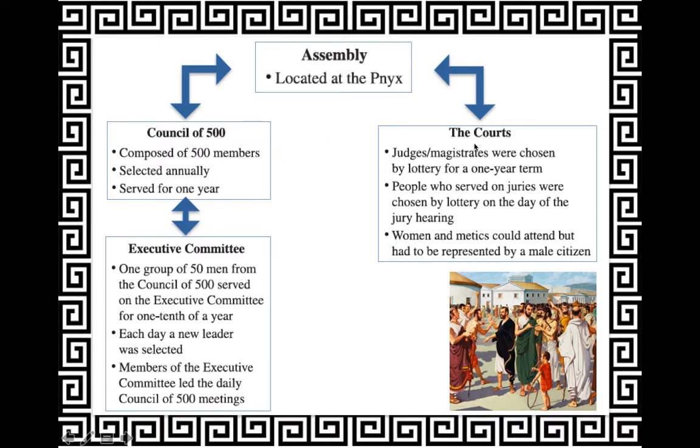On the other side of the assembly, we have our courts. And the courts are where the judges and the magistrates were chosen. That's where the jury was chosen. And that's where men and metics could attend, but they couldn't be representing themselves. They had to have a male citizen represent them. Then this is quite common to our court system as well.